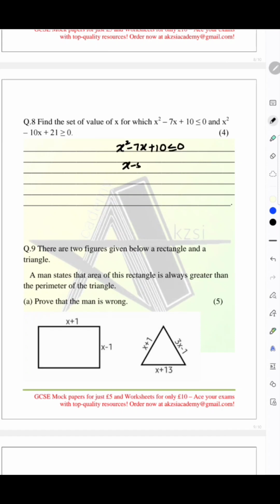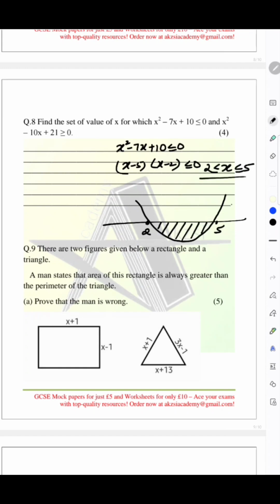So for the first inequality, x squared minus 7x plus 10 less than or equal to 0, it's very easy to factorize. It's (x minus 5)(x minus 2). That means when I draw this one, x1 is 5 and x2 is 2, and it's less than or equal to 0. So the inequality is that x is greater than or equal to 2 but less than or equal to 5.